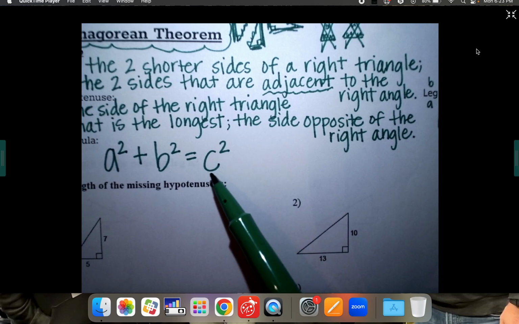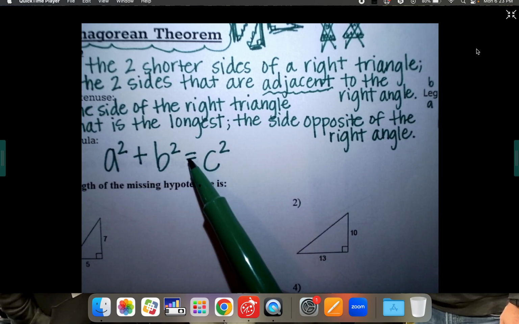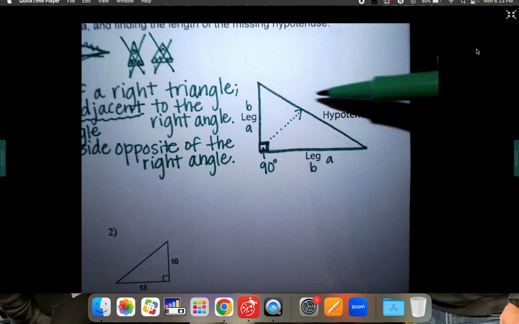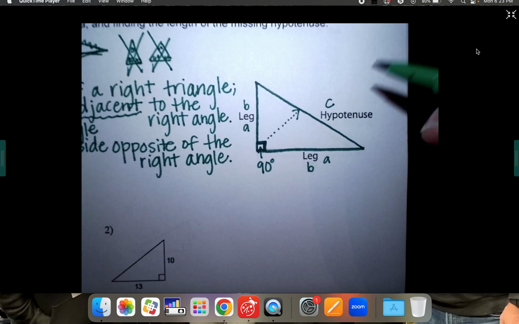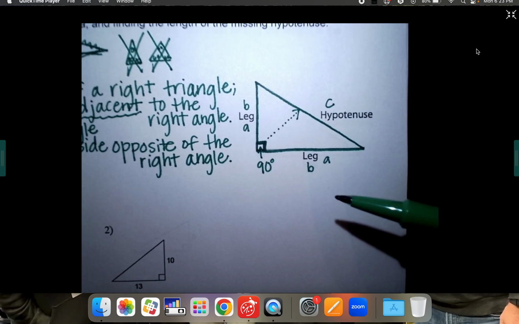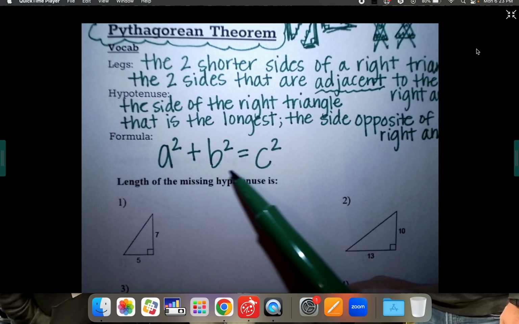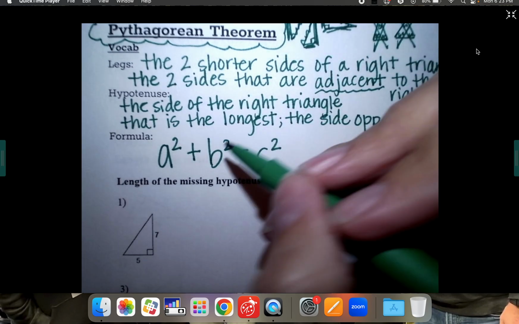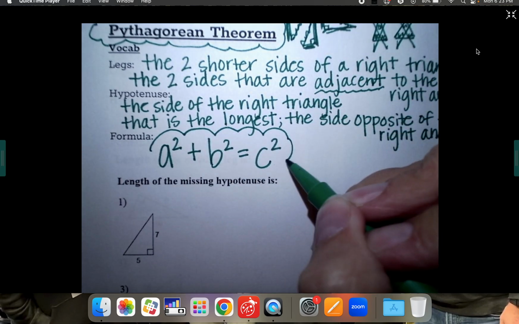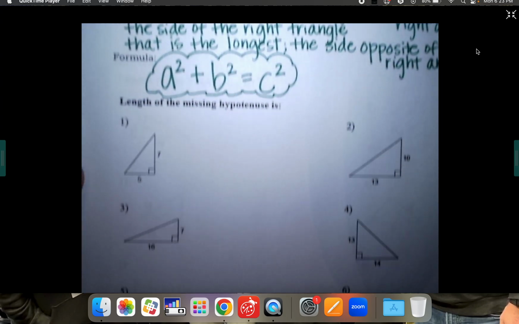As long as you know that a and b are the legs, the c has to be the hypotenuse. The two shorter legs have to add up to the longest side, which is the hypotenuse. So the c has to always, always, always be the longest side, the hypotenuse. Again, leg squared plus leg squared equals hypotenuse squared. So a squared plus b squared equals c squared. Let me show you how to take this formula and put it into action in our problems down here at the bottom.